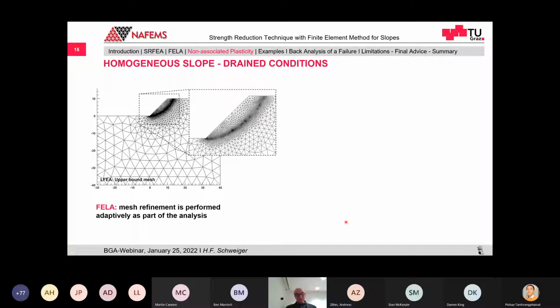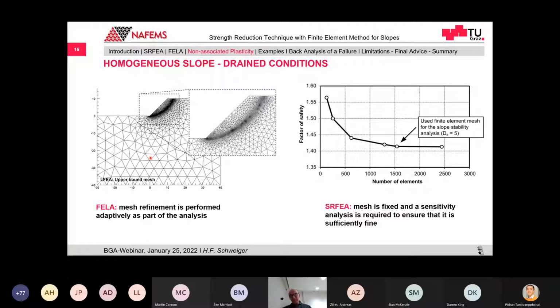Now, when you do this analysis with finite element limit analysis, most of the codes use an adaptive mesh refinement, and that means you get a very nice picture of your failure mechanism. If you do it with a finite element displacement-based method, you have to be a little bit careful, and that is really an important graph here. The actual geometry of the slope is not important at this stage. You see here the number of elements, and here the factor of safety.